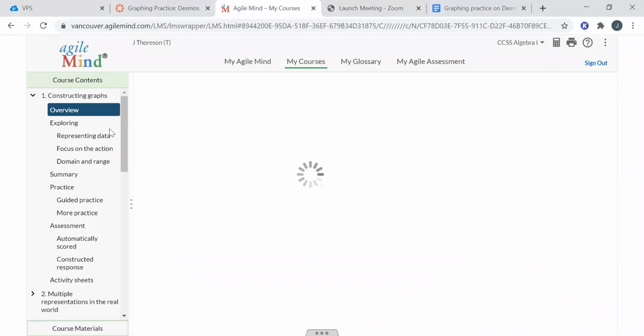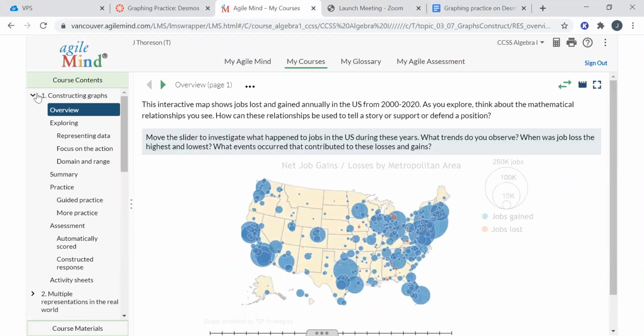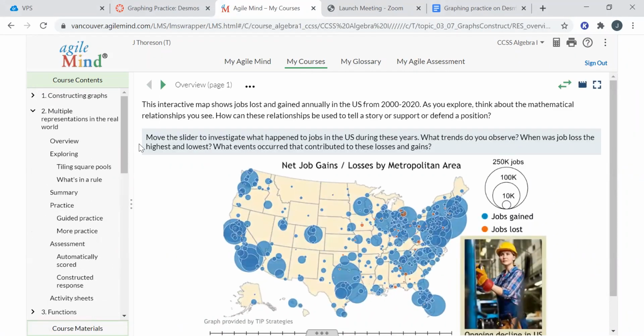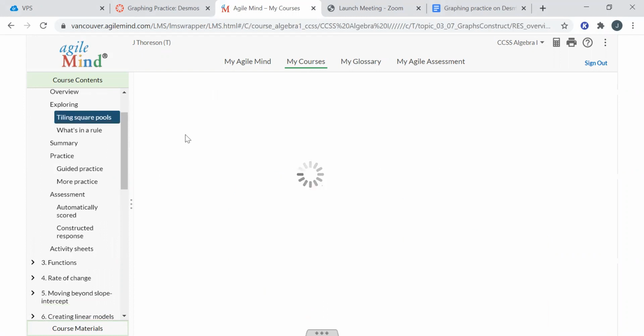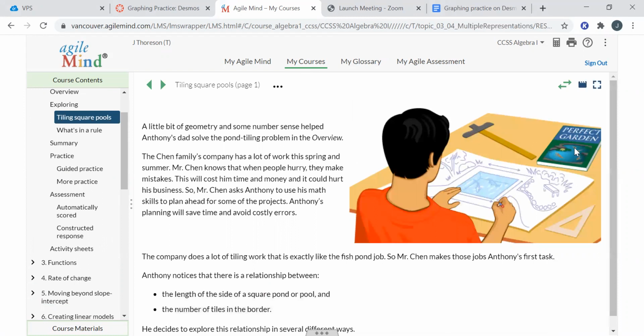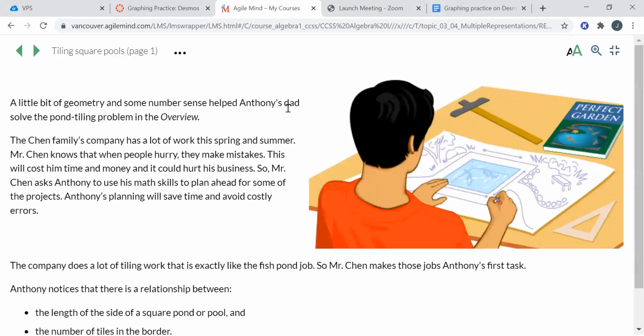we're in Algebra 1. We've gone through all of constructing graphs. We're now at multiple representations in the real world. We're going to do tiling square pools. I'm going to try to do this and be more explicit. So this is my second try at this video.